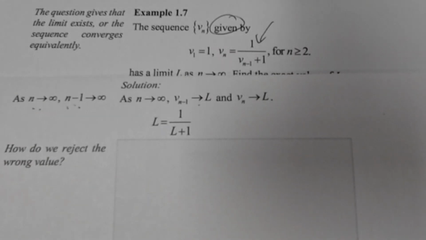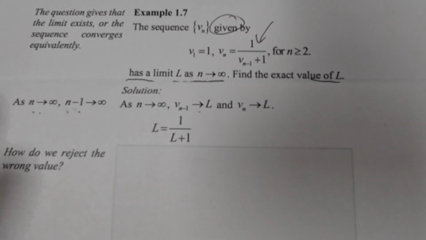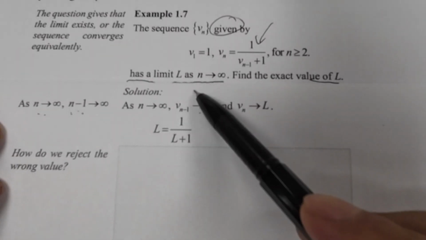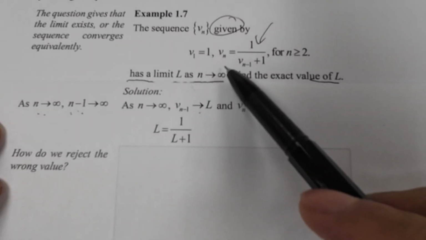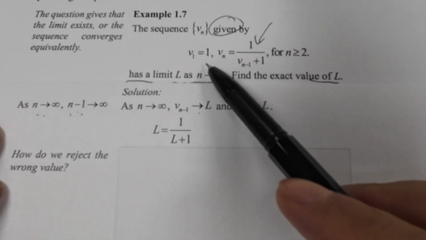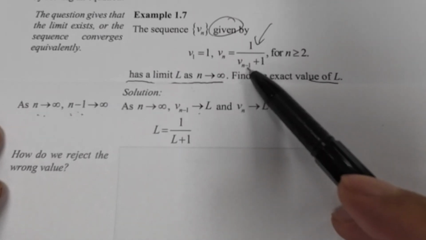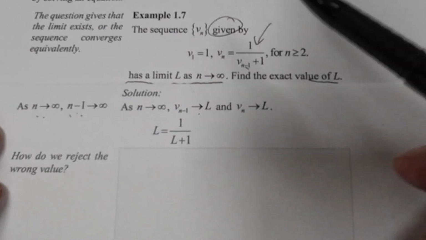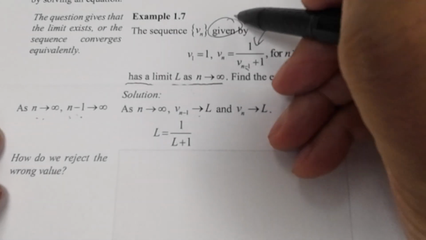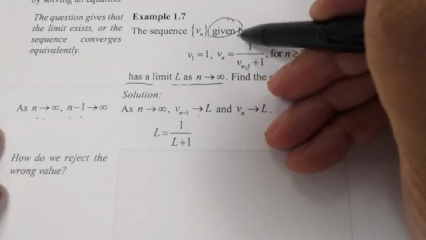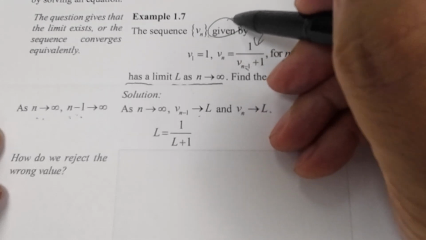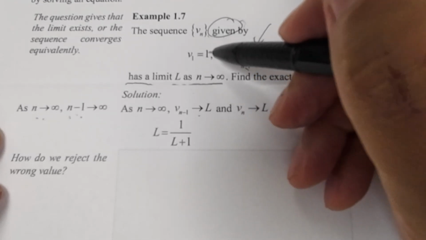Okay, let's do example 1.7. In this example, you are asked to determine the limit of a recurrence sequence given its initial condition and the recurrence relation. Take note that the important part is that the question specifies this sequence has a limit.